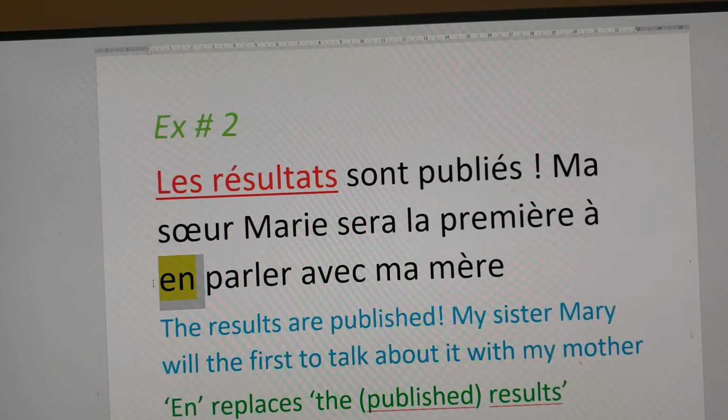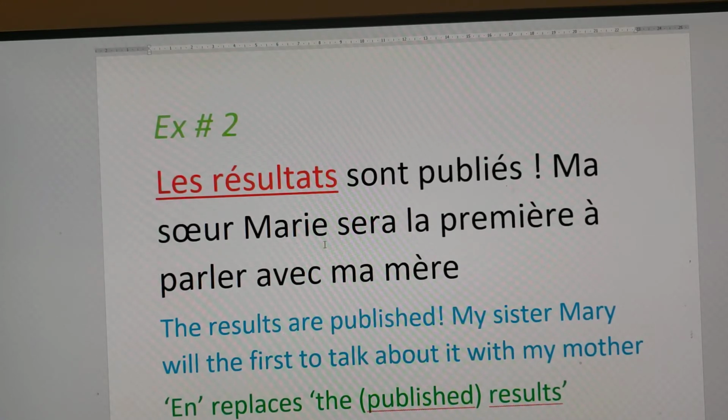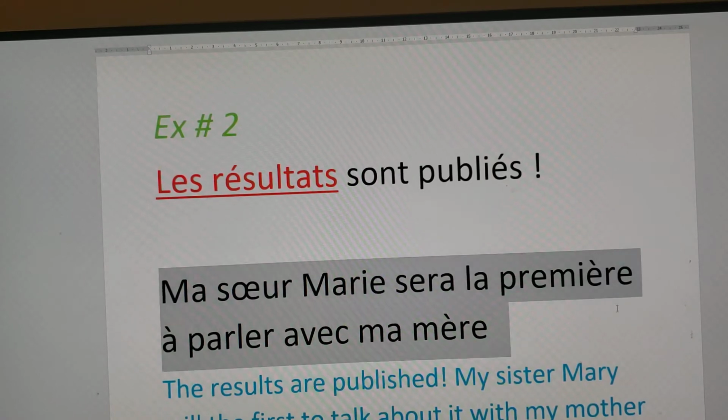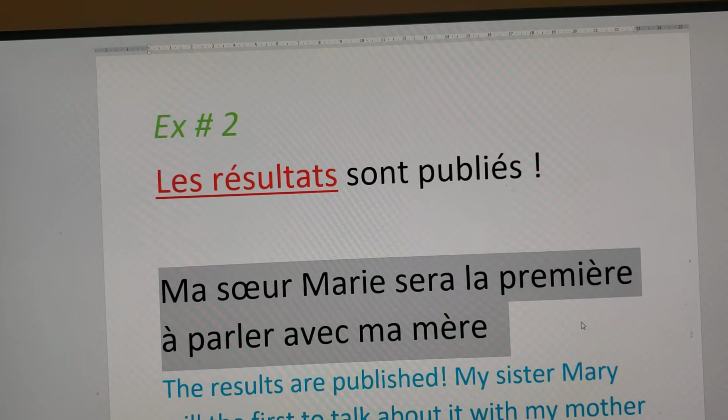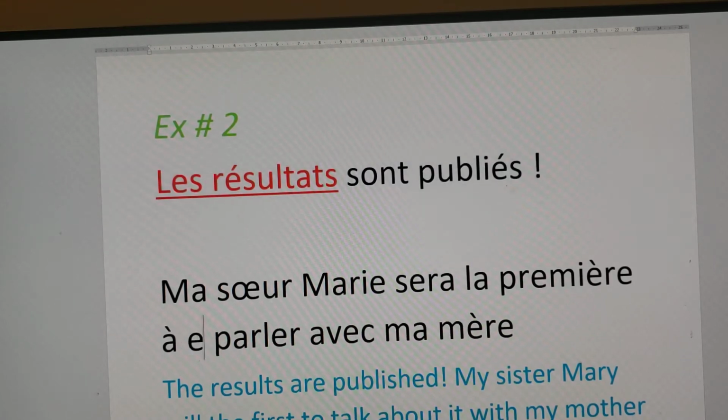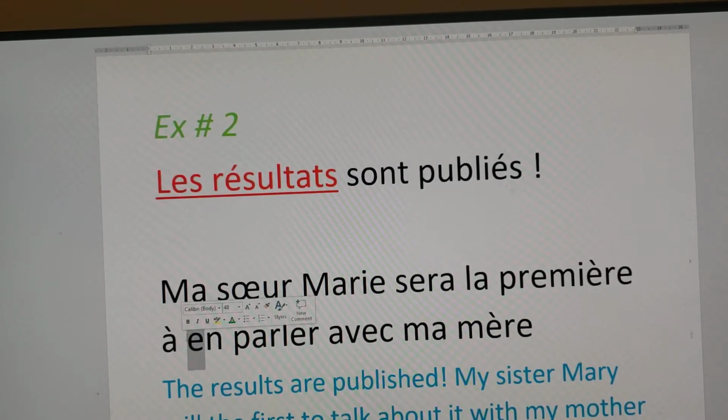If I did not use this word, and let's say this sentence was never there, and if I just say, ma sœur Marie sera la première à parler avec ma mère, what does it mean? It means my sister Mary will be the first to talk with my mother. But to talk about what? If we have to refer to something that she wants to talk about, in this case, in the previous sentence, which clearly specifies the results, so sera la première à en parler, to talk about it with my mother.